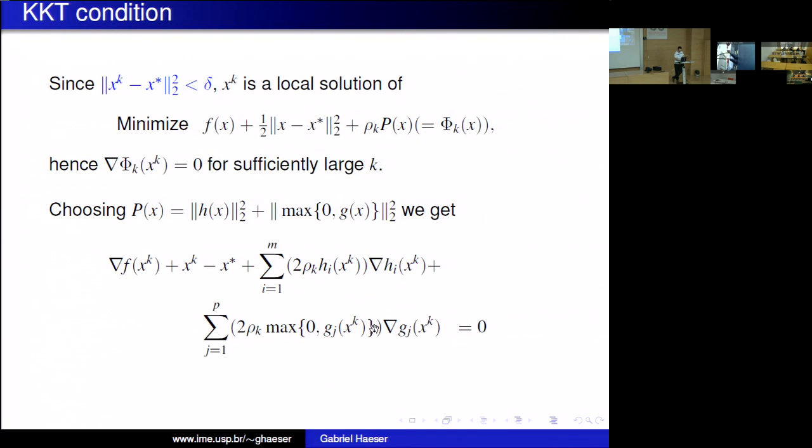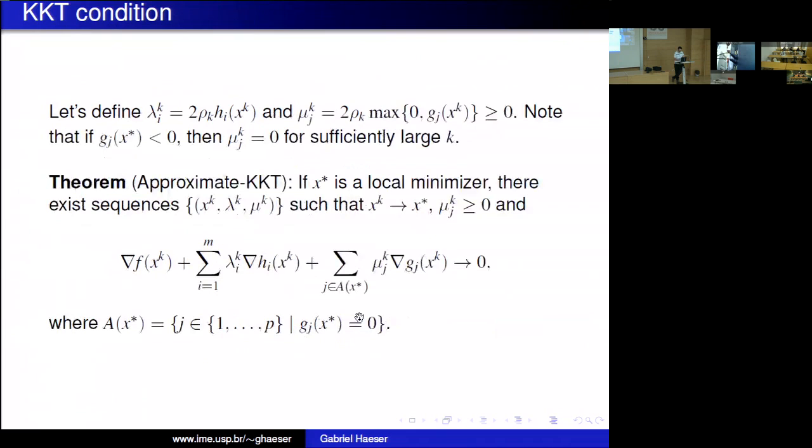And this is an approximation for the Lagrange multipliers of the inequality constraints. So let's define these approximations, lambda i and mu j. And we note that this approximation mu k is always non-negative. Okay, it's defined by this formula, rho k is positive, and this maximum of 0 and something is non-negative. So it's a good thing that the approximation for the Lagrange multipliers associated to the inequality constraints is a non-negative number.